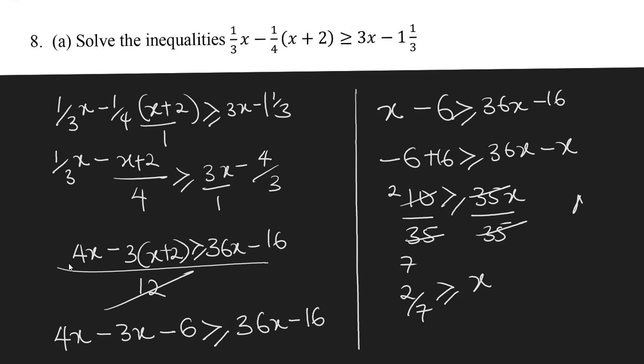So if I say A is greater than B, it is the same as saying B is less than A. Since that's the case, in order to make this statement true, it will be better to say x is less than or equal to 2 over 7. It's another way of writing the statement. Instead of saying A is greater than B, I can say B is less than A. So instead of saying 2 over 7 is greater or equal to x, I can say that x is less than or equal to 2 over 7. So this is the answer.